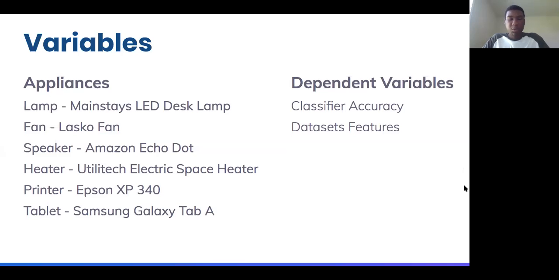The main thing I was looking at in this project was the appliances, which are shown here. For the lamp, I had the Mestlin LED desk lamp. For the fan, the Lasko fan. For the speaker, the Amazon Echo Dot. The heater, the Utility Tech electric space heater. The printer, the Epson XP340, and the tablet, the Samsung Galaxy Tab A. On the dependent variable side of things, I was looking at the classifier accuracy and the dataset features.